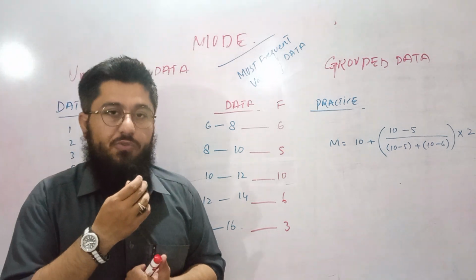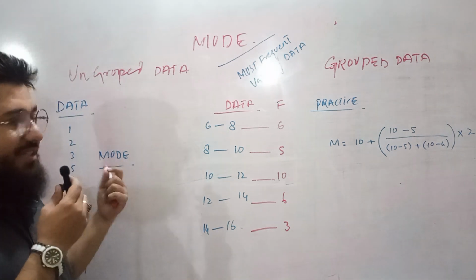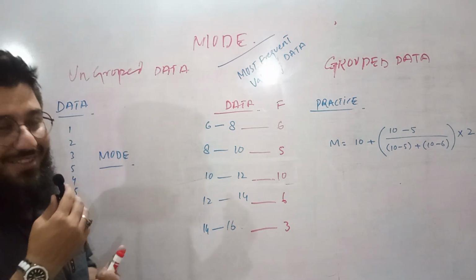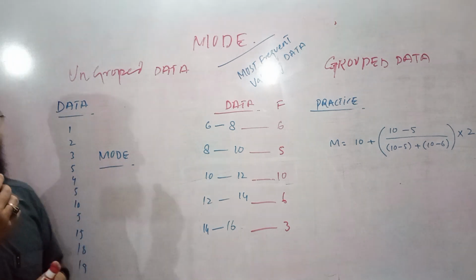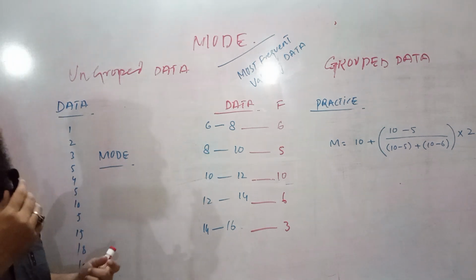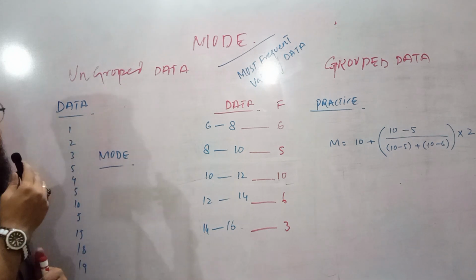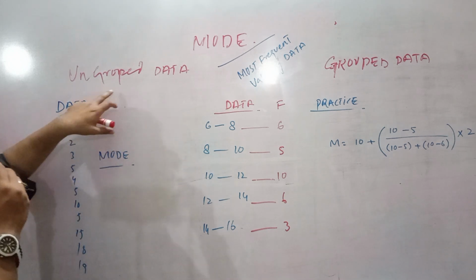So first of all, let's go for the ungrouped data. Though it's easy for everyone, there are certain kids who don't understand what the mode is for ungrouped data. For them, and simply as a kind of revision, let's go for finding the mode for the ungrouped data.